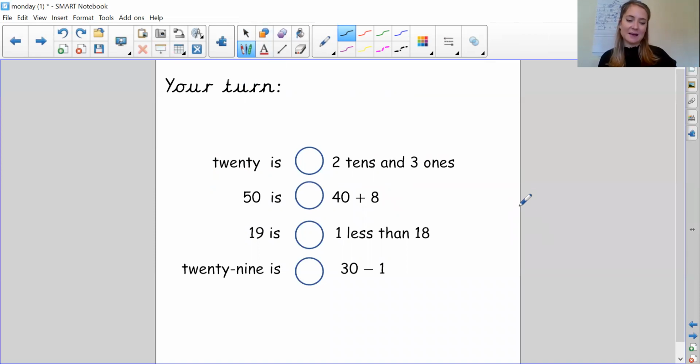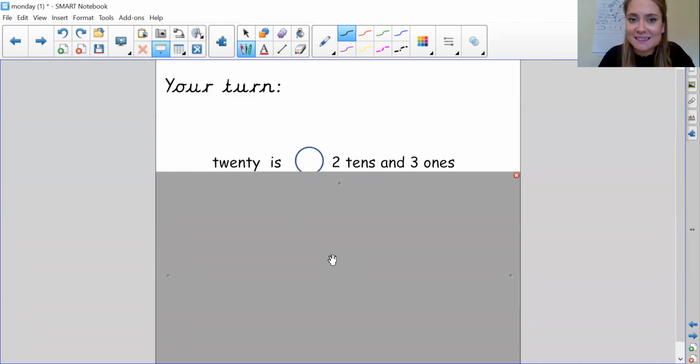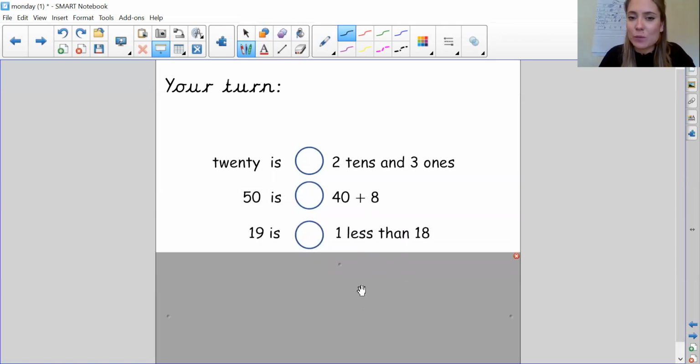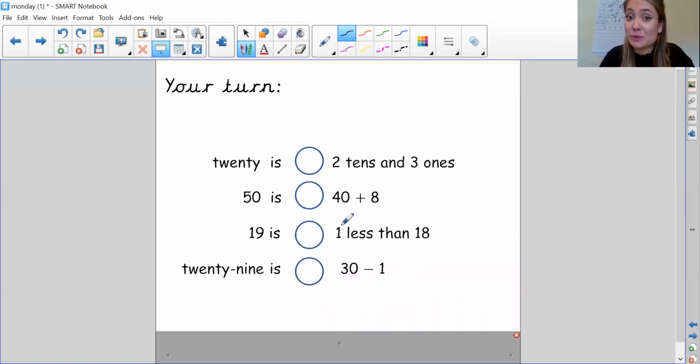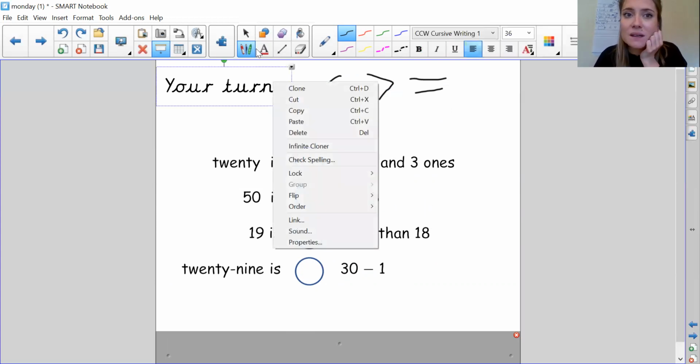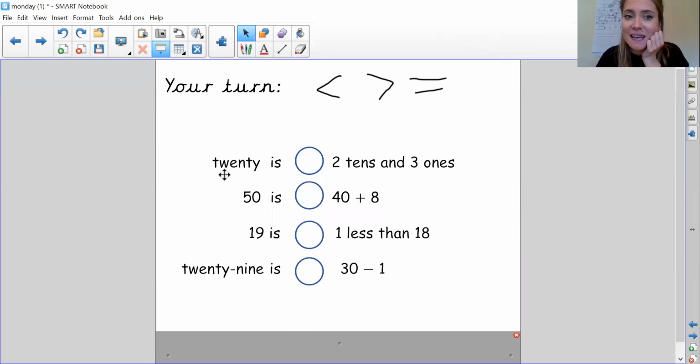Okay, your turn now. So I want you to work through the questions like this. And I want you to put the correct symbols, whether it's less than, greater than, or equal to. You've got to think about the symbols and which ones go where. So you have to read them carefully because some of them are in words and some of them are in numbers.